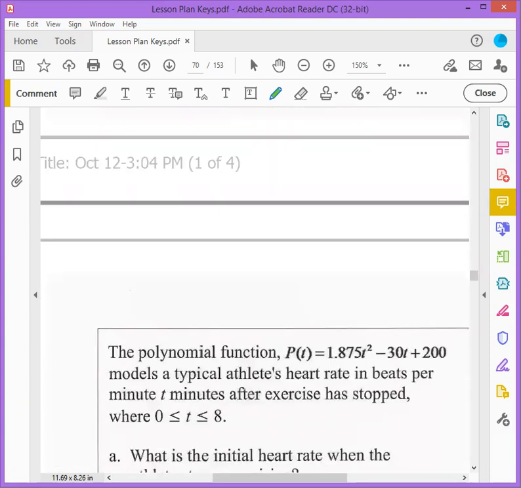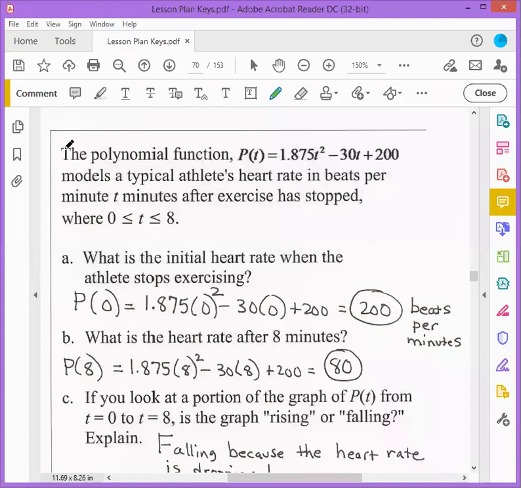Let's move on to the next example. Now for the next example, we're told the polynomial function p of t equals 1.875 times t to the second power minus 30t plus 200. And this function models a typical athlete's heart rate in beats per minute, where t stands for minutes after the exercise has stopped, where t is between 0 and 8 minutes.